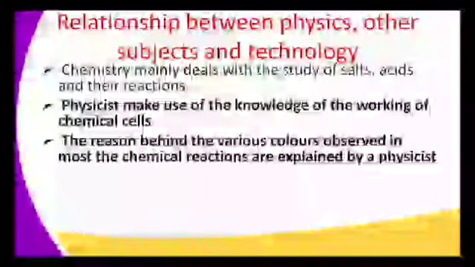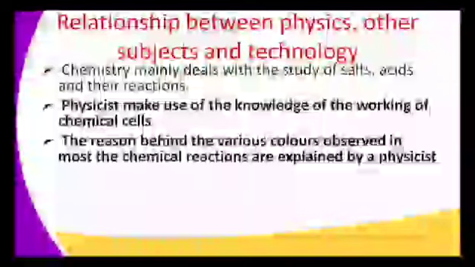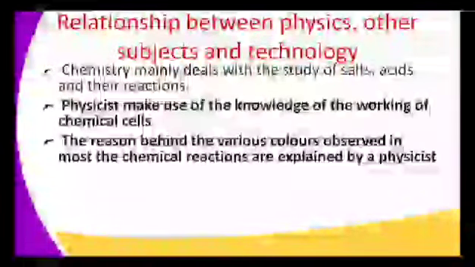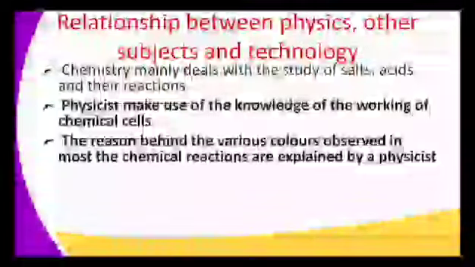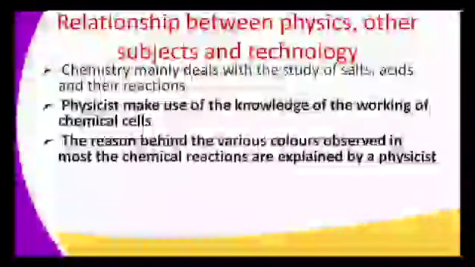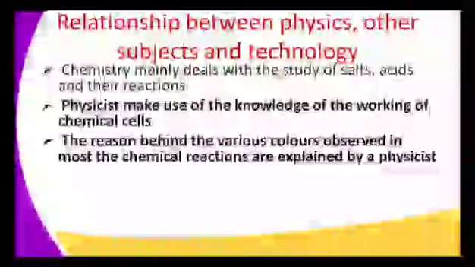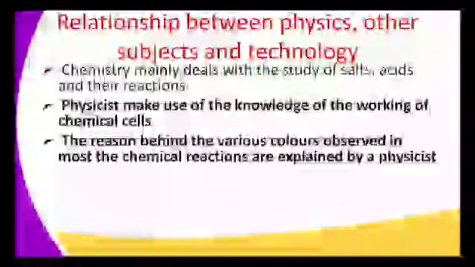So various colors, how they behave. In chemistry, we learn about what we call paper chromatography. Chroma means color. Then how these colors are observed and how they behave can only be explained by physics principles and concepts. For example, if you take a ray of light and pass it through water, the ray of light is split. It undergoes dispersion to give us various colors.